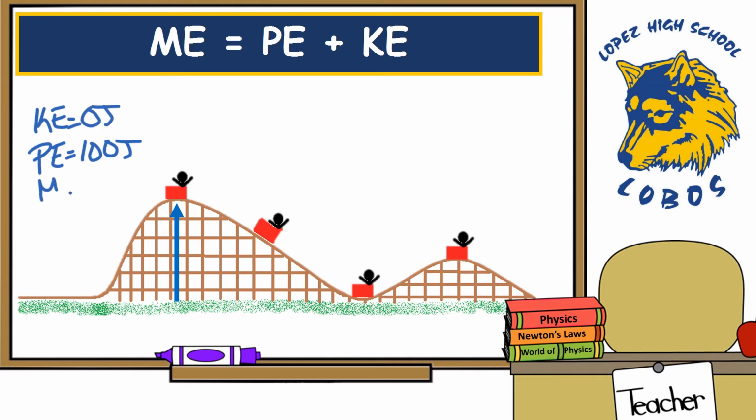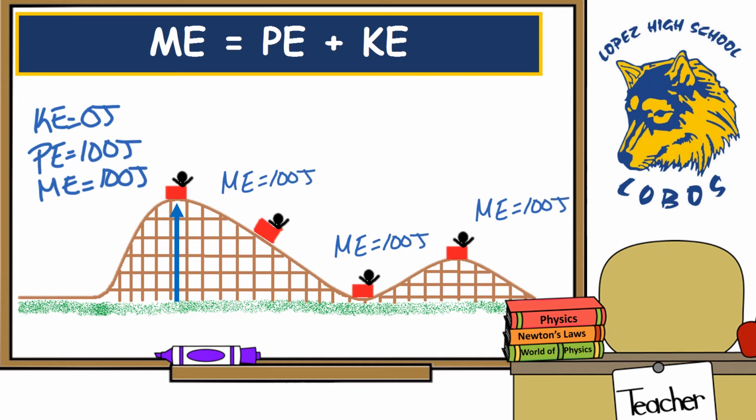So if we were to add up the two, we would end up with a total of 100 joules for mechanical energy. Based on the concept that mechanical energy is conserved, we could say that this roller coaster cart will have 100 joules of total mechanical energy at any position throughout the roller coaster. This means that the kinetic and potential may change throughout the roller coaster, but the mechanical will stay the same.